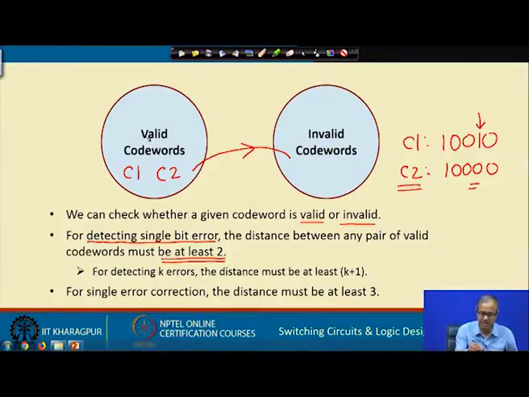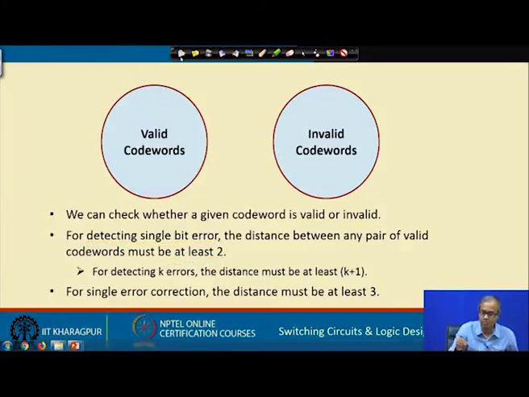So, across all valid code words between any pair, distance must be at least 2. This is the mandatory requirement. And generalizing this concept, if we are talking about detecting k errors, so k bit errors can be there, and k or fewer errors should not convert one valid code word into another valid code word. So, the distance here must be at least k plus 1. These are some basic theory behind the idea.